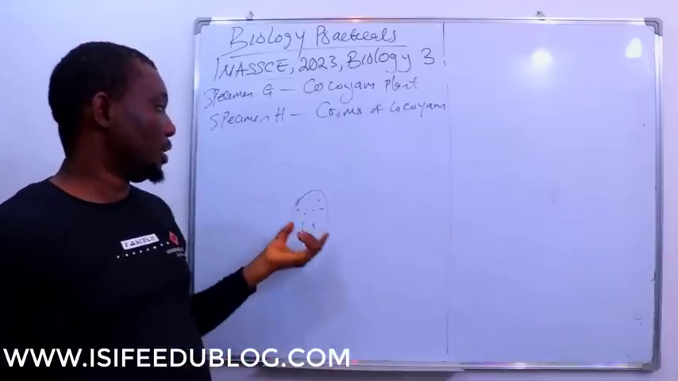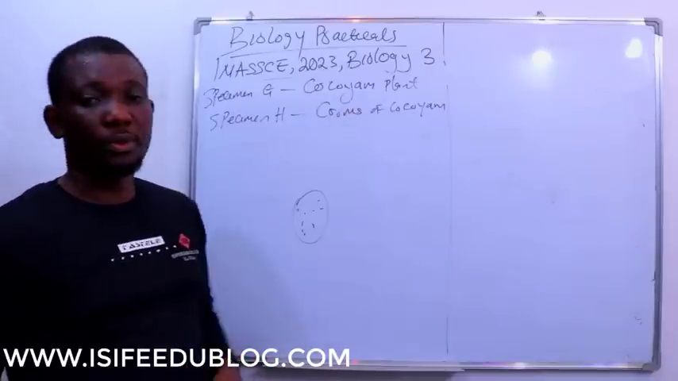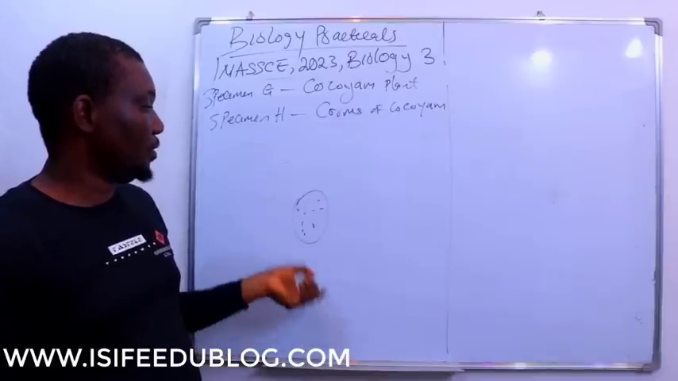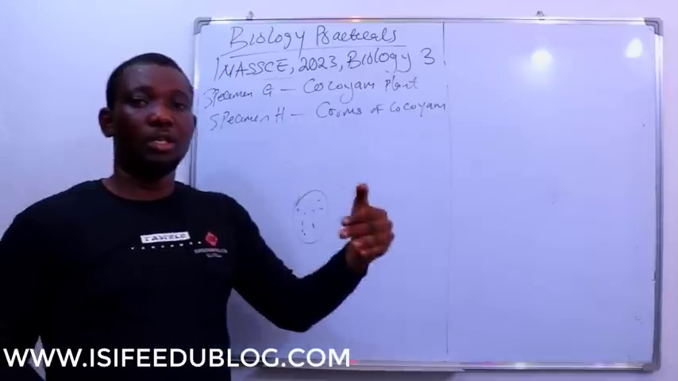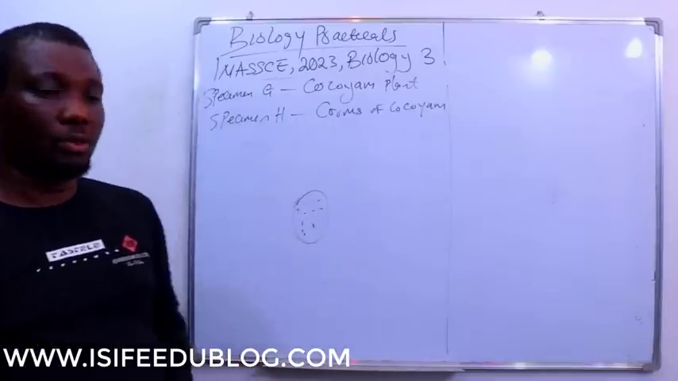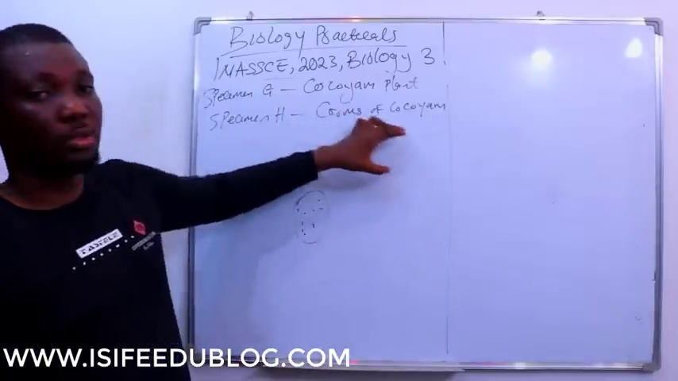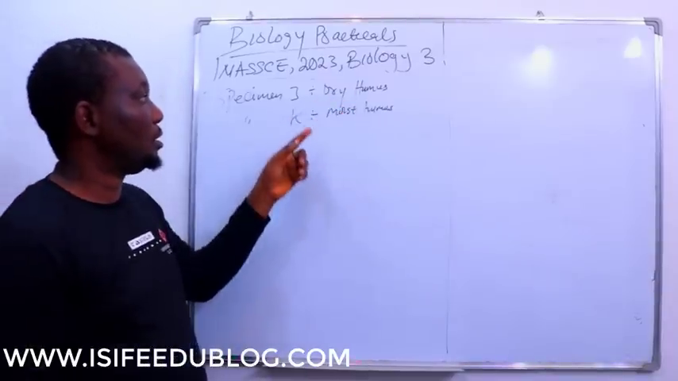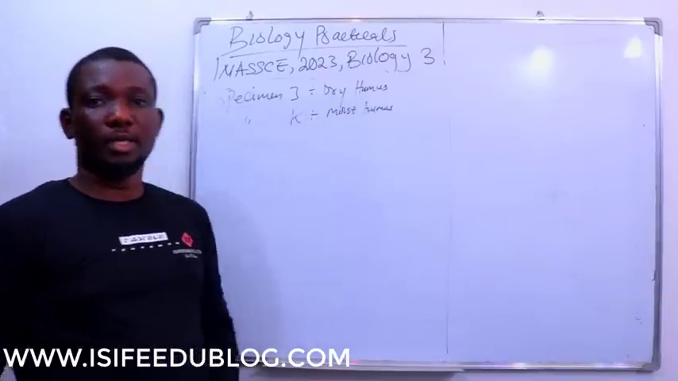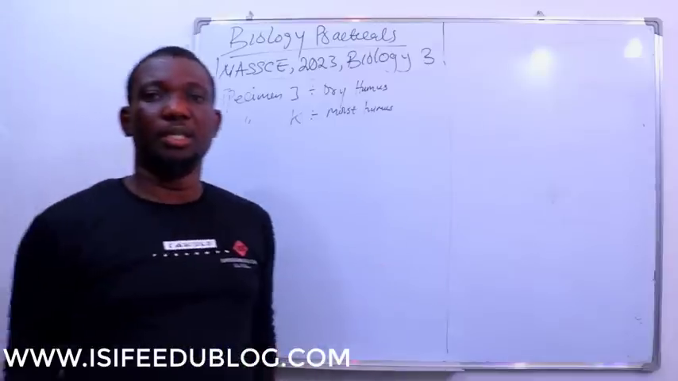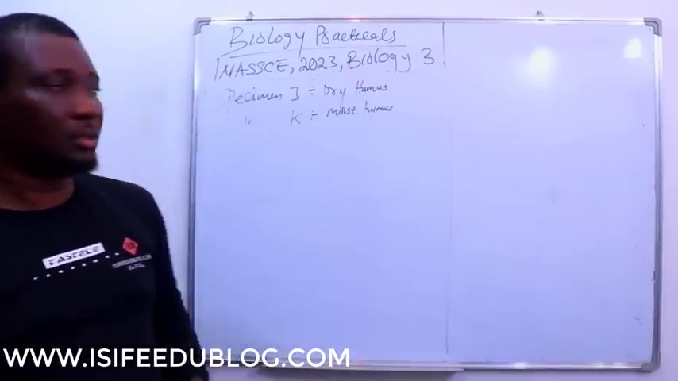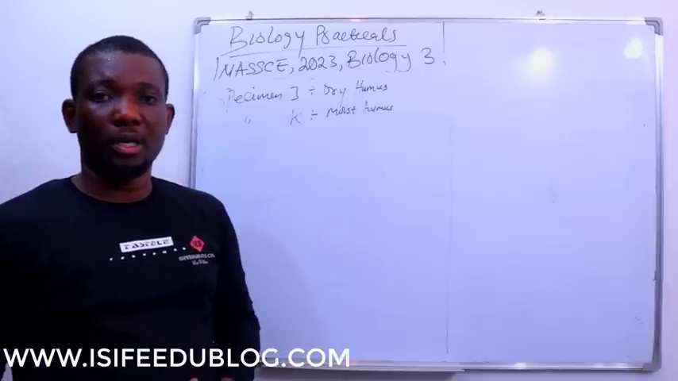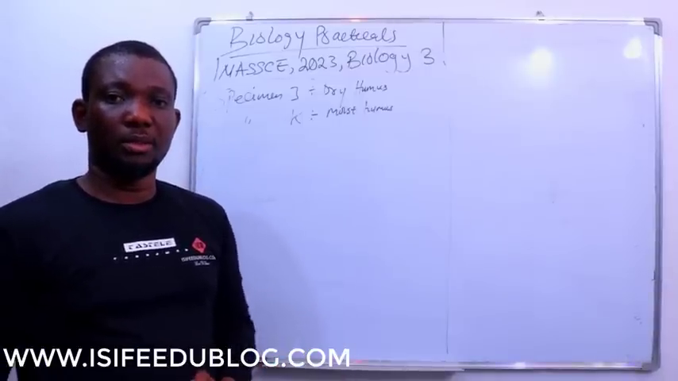And then the corm is just like the seedlings of cocoyam, which is the part that is cultivated, and you may be asked to draw, maybe as shown in the video, the structure of the corm of cocoyam. Okay, this is specimen J and K, dry humus, moist humus. There will be just very few questions the examiners will be asking you in terms of looking at the two specimens.